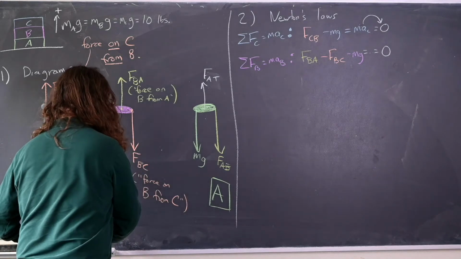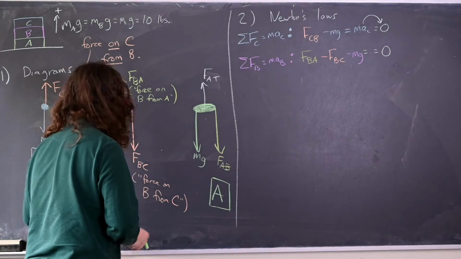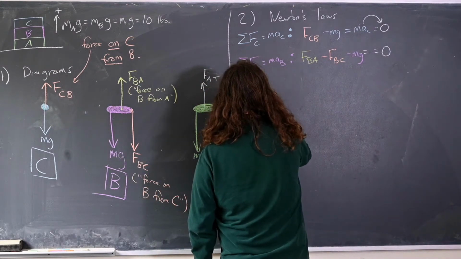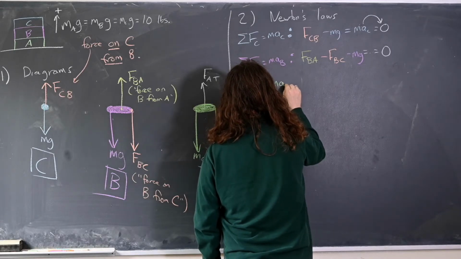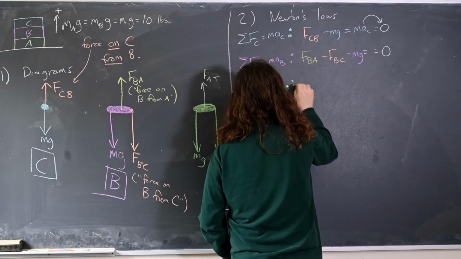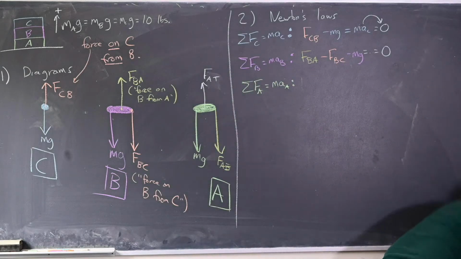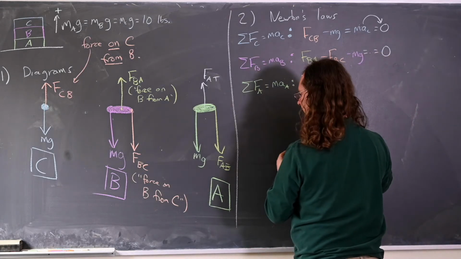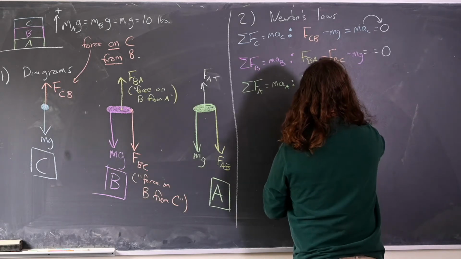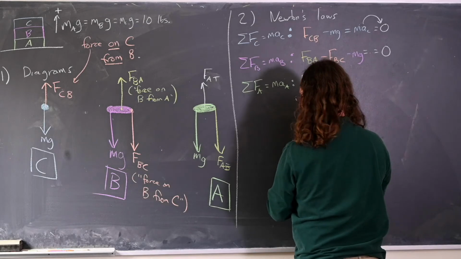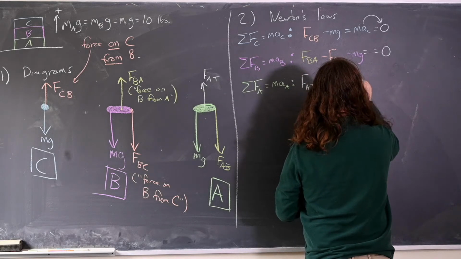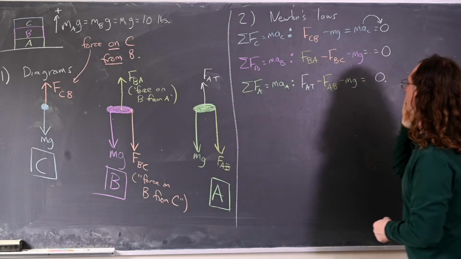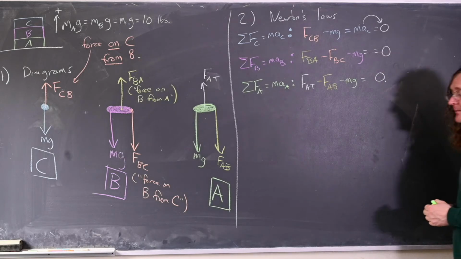And finally, we'll do the same thing for the last one for book A. So sum of forces on A is its mass times its acceleration. So again, just read the forces off the diagram. The force on A from the table minus FAB minus mg equals 0. So here are my equations.